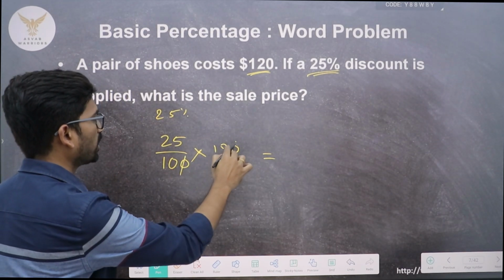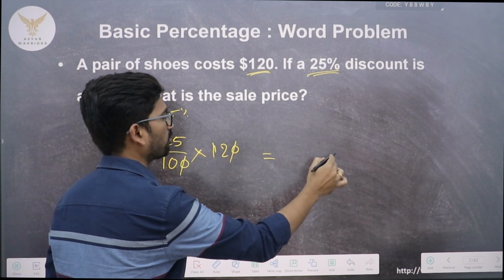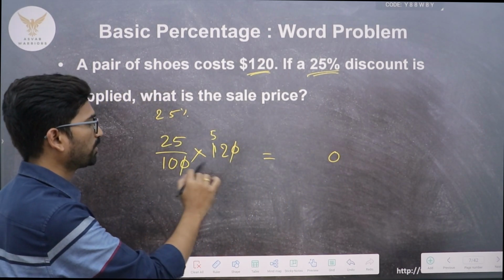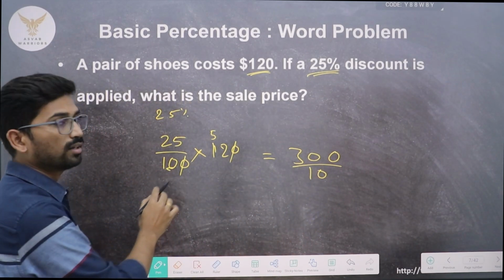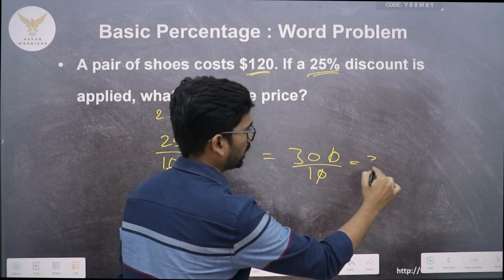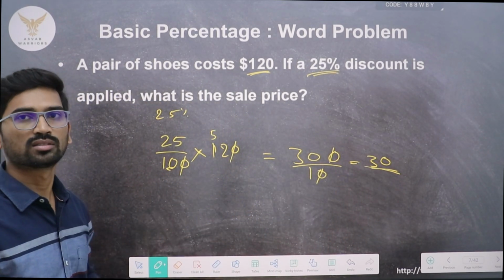So again 0 0 gets cancelled. 25 times 12. 25 2s are 50, carry 5. 25 ones plus 5 is 30. 300 divided by this 10 as it is. Again 0 0 gets cancelled. We get our answer as 30. So the discount will be $30.